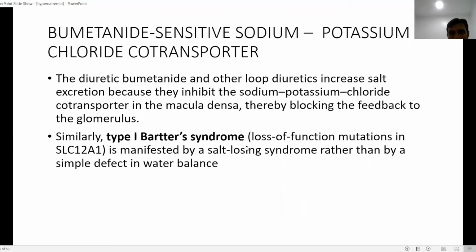Type 1 Bartter syndrome occurs when there is a loss of function mutation in the SLC12A1 gene. It is manifested by a salt losing syndrome rather than by a simple defect. So in this Bartter syndrome, there will be salt loss, and water balance will be the same, but overall there will be hypovolemia.